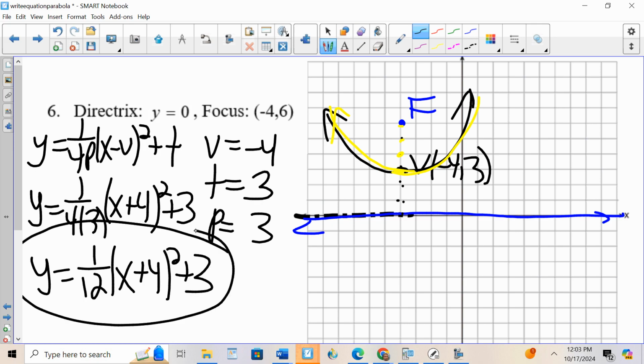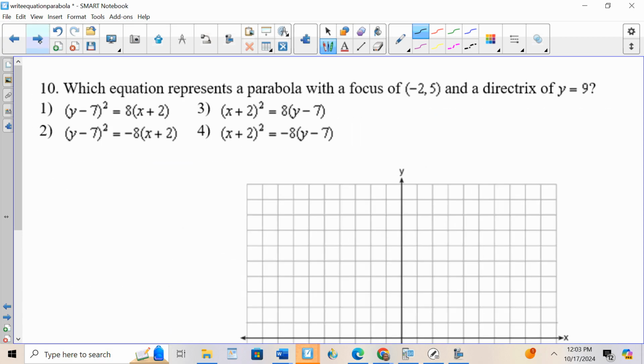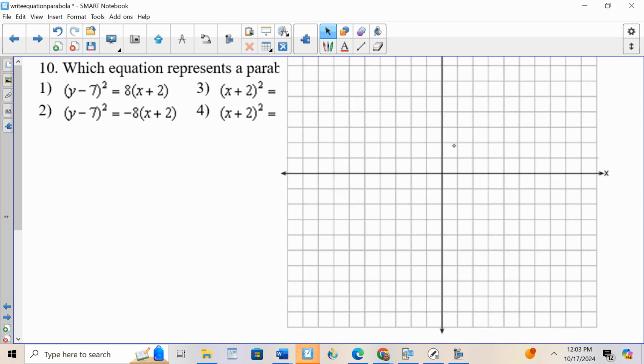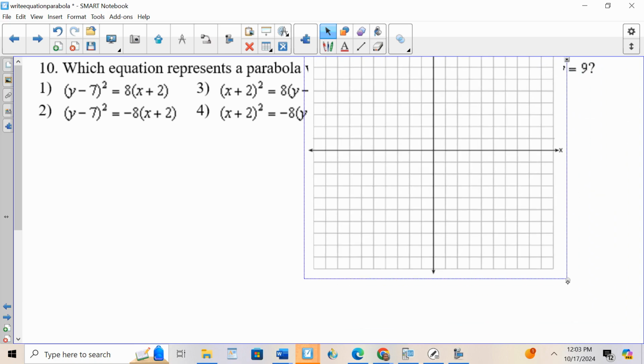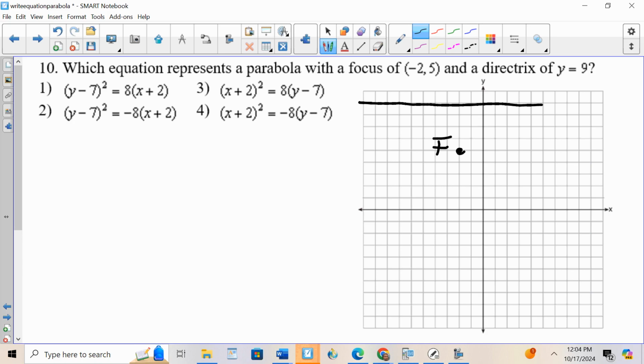That's it. One more thing I want to go over with you. In the multiple choice, sometimes the answer is in a different form, like right here. So we're going to do it the exact same way. We're going to ignore the multiple choice. My focus is (-2, 5). My directrix is y equals 9. 1, 2, 3, 4. Half of 4 is 2. That's my vertex. That is (-2, 7).